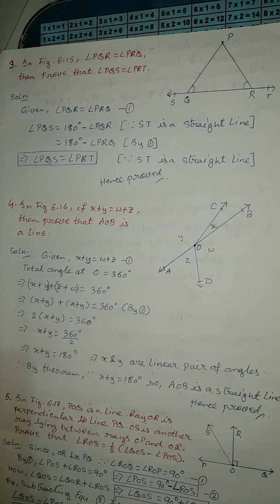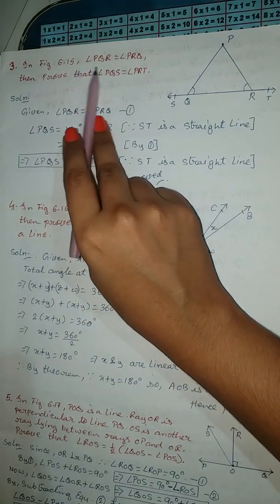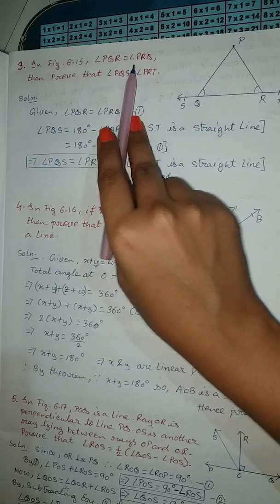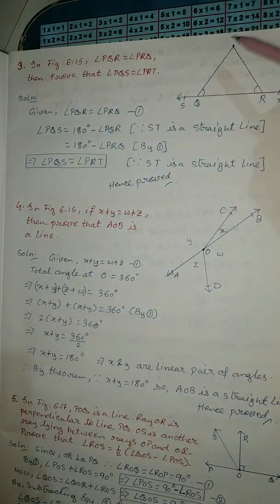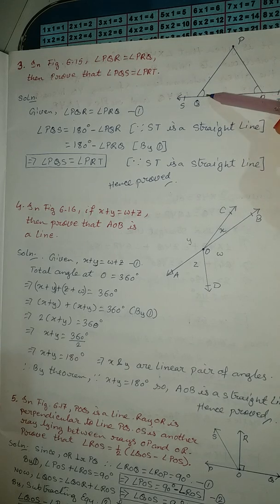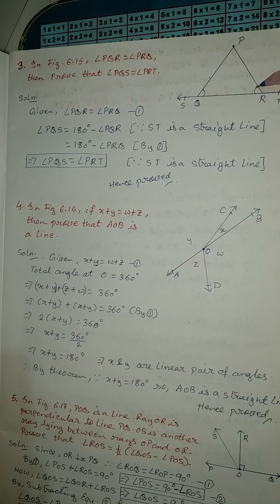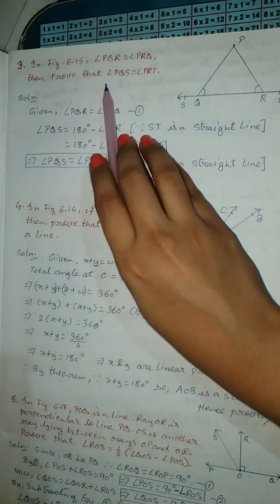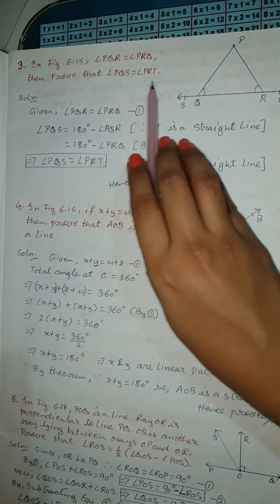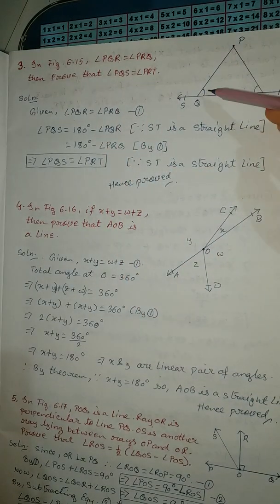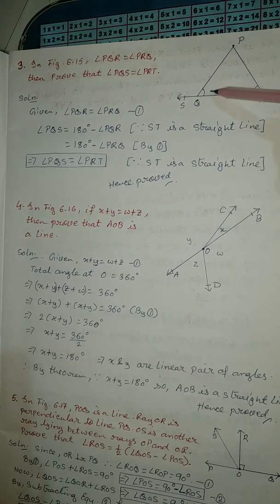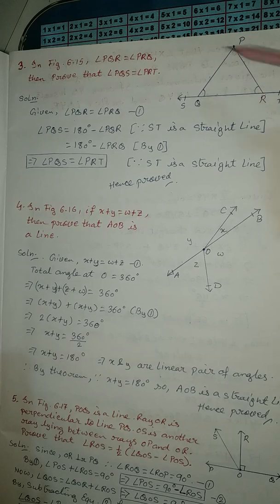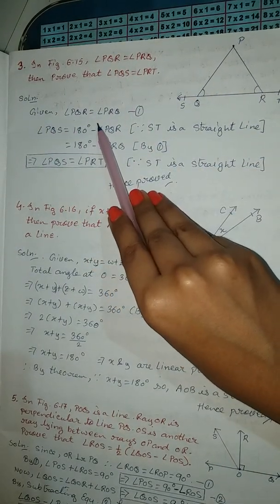Now, question number 3. In figure 6.15, angle PQR is equal to angle PRQ. This angle is equal to angle PRQ, so these two angles are equal. Then prove that angle PQS is equal to angle PRT. PQS, this particular angle, is equal to PRT, which would be this one. We have to prove these two are equal because these two are equal. It's given, so by equation 1, we have written down whatever is given in the question.